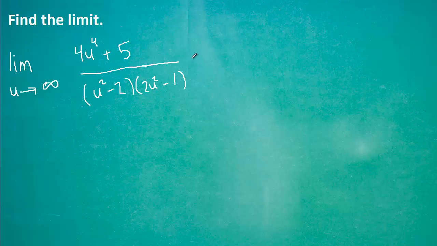We are asked to calculate the limit as u approaches infinity of a rational function. A rational function is simply one polynomial divided by another polynomial. Now, it's going to be helpful in this case to multiply the denominator through so that we can calculate the limit more readily. And since the denominator is a binomial multiplied by another binomial, we can use the technique of foiling to multiply it out.